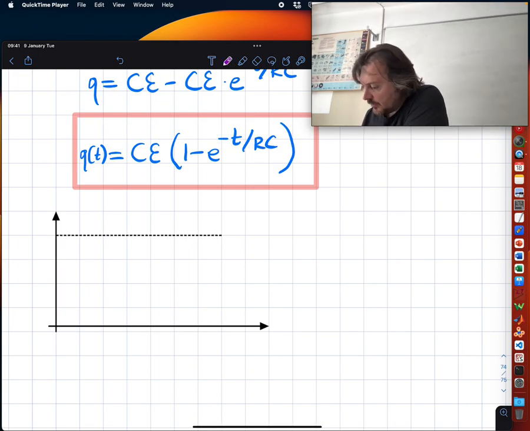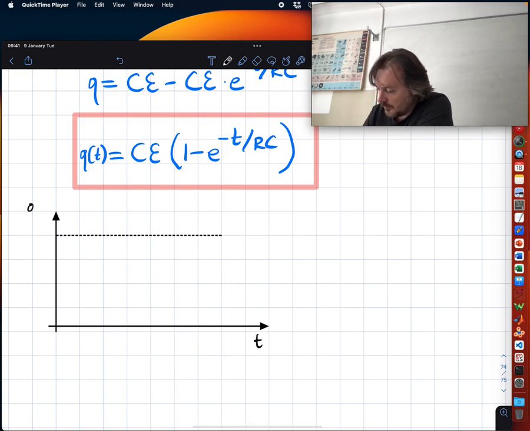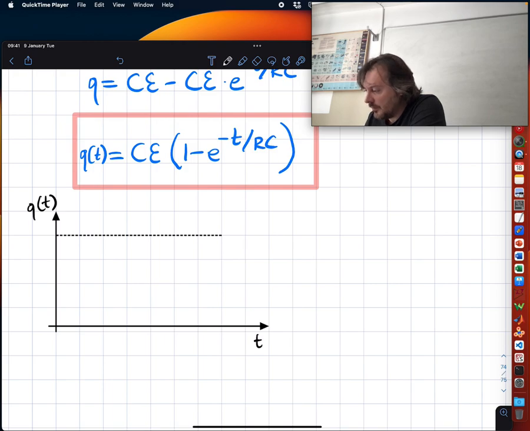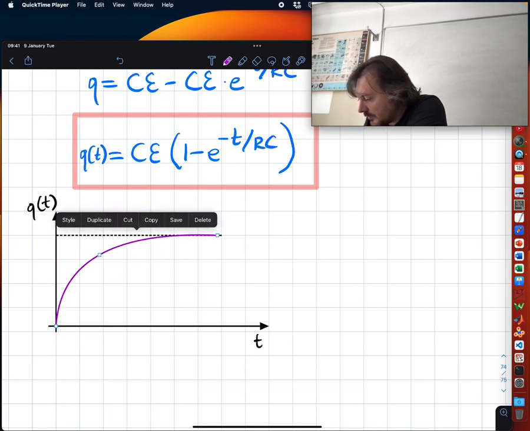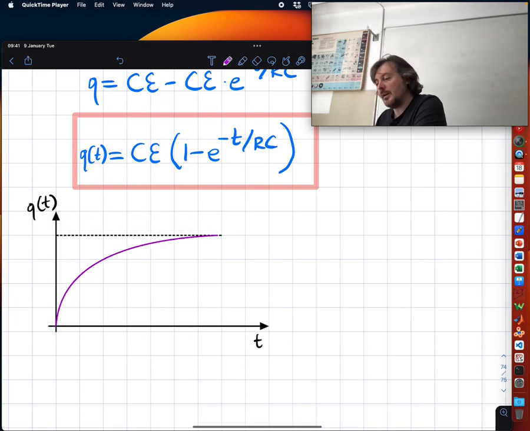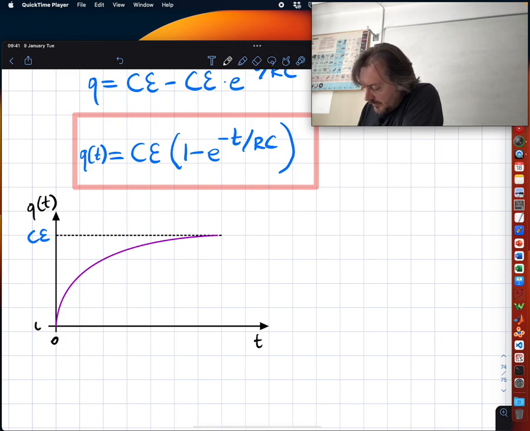I have my Q. What happens to Q when t is 0? When t is 0, Q is 0. Everybody agrees with this? Yes? Because e to the 0 is 1, and 1 minus 1 is 0. What happens when t is infinite? Q is equal to CE. That's right. So it approaches C times E asymptotically. This is C times E, and it approaches C times E asymptotically, right? This is 0 here.